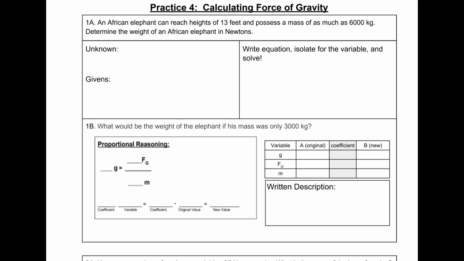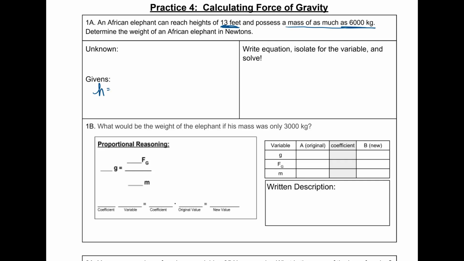We're going to go over what we did in class for practice 4, calculating force of gravity. First, what we'd like to do is read the problem and look for anything that has a number, right? So an African elephant can reach heights of 13 feet and possess a mass of 6,000 kilograms. Determine the weight of an African elephant in newtons. So let's write down all the things that we just saw.